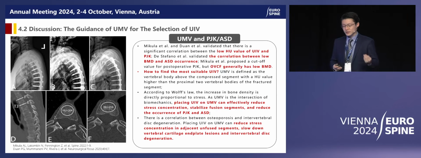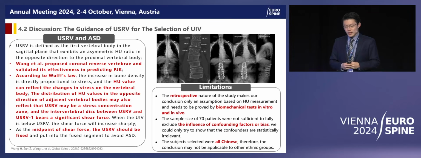And also it can reduce the stress concentration in the adjacent unfused segment, and slow down the vertebral cartilage endplate lesions and the intervertebral disc degeneration. According to Wolff's law, the HU value can reflect the changes in stress on the vertebral body. The distribution of the HU value in the opposite direction of the adjacent vertebral body may also reflect that the USRV may be a stress concentration zone. So as the midpoint of the shear force, we think the USRV should be fixed.